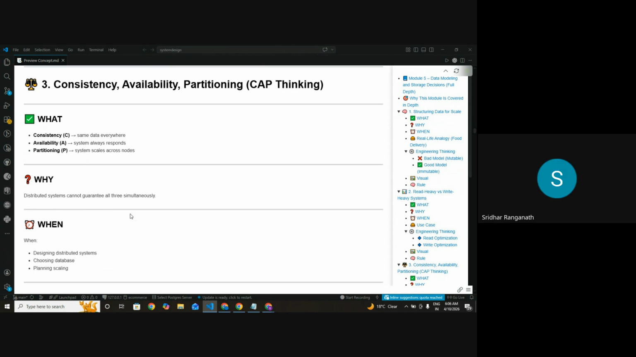Now CAP thinking, the CAP theorem: consistency, availability, and partition tolerance. Consistency means the same data everywhere. Availability means the system always responds. Partition means the system scales across the nodes. Distributed systems cannot guarantee all three simultaneously.